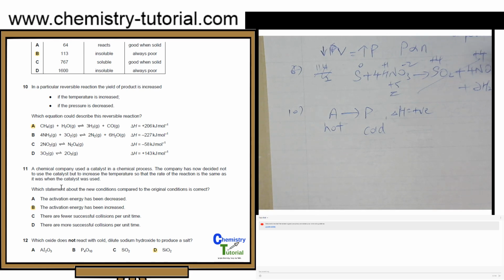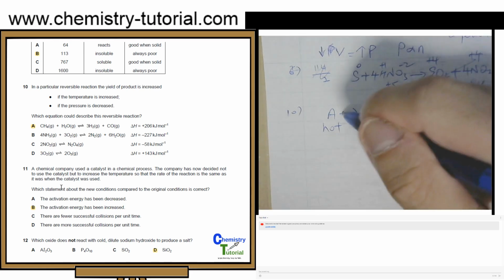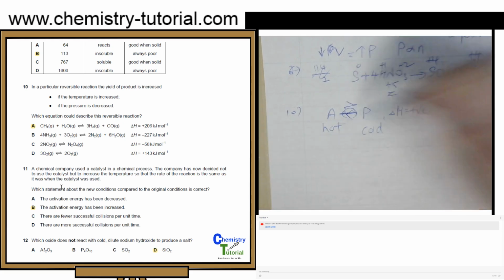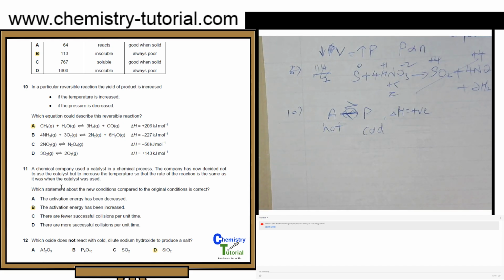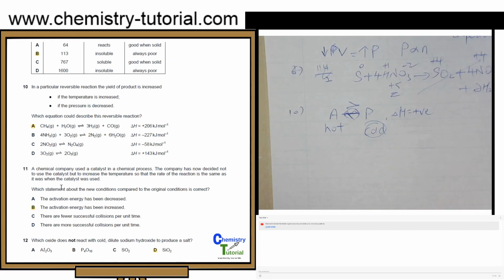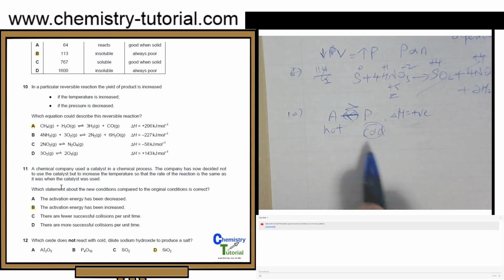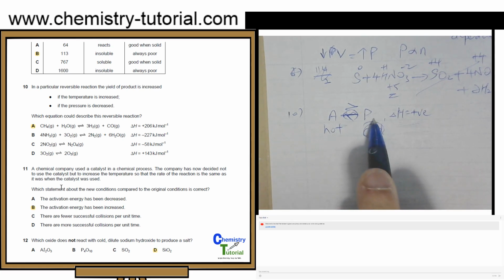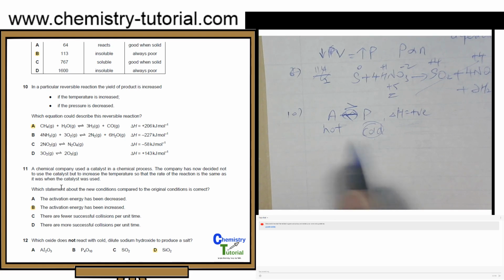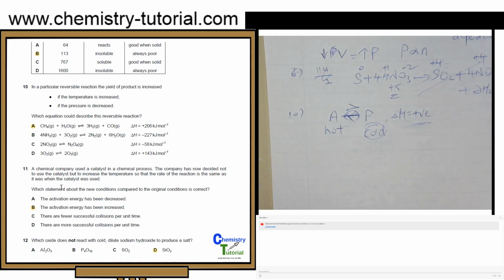So if the temperature is increased, based on Le Chatelier's, because this is a reversible reaction, we apply Le Chatelier's principle. So when the temperature is increased, based on Le Chatelier's principle, the equilibrium will shift towards the side that is lower in temperature. And it happens that the side with the lower temperature belongs to the product side, therefore this forward reaction must be endothermic. Hence, you should only consider option A and D.